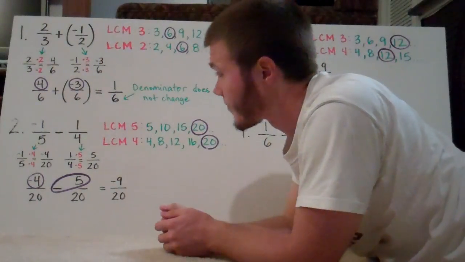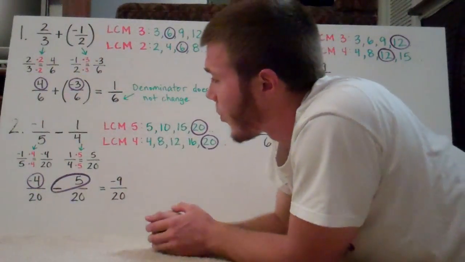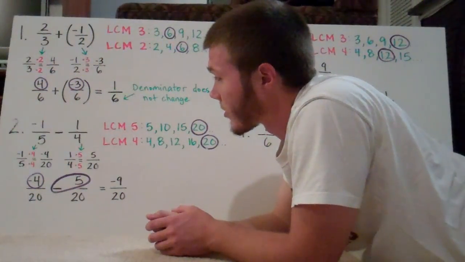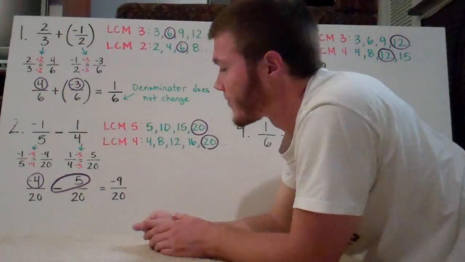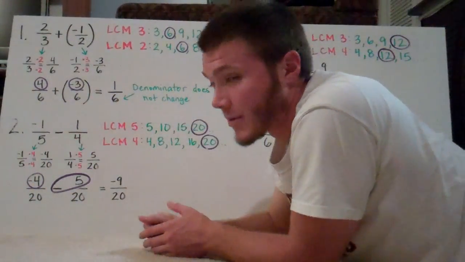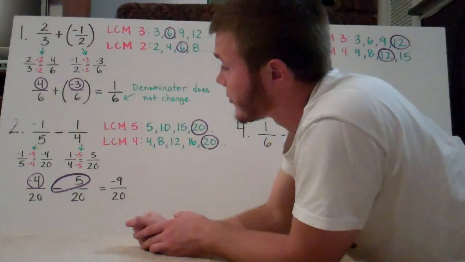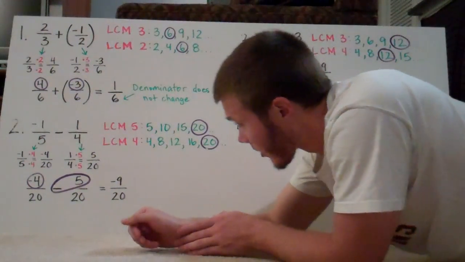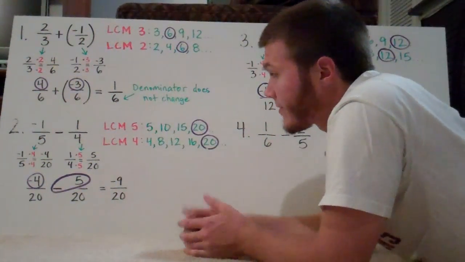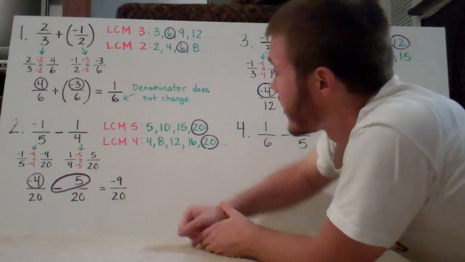Alright, next problem. I've got -1/5 minus 1/4. First thing I need to do: the denominators are different, so I need to change them into the same number. The easiest way to do that is to find the least common multiple of each of them.